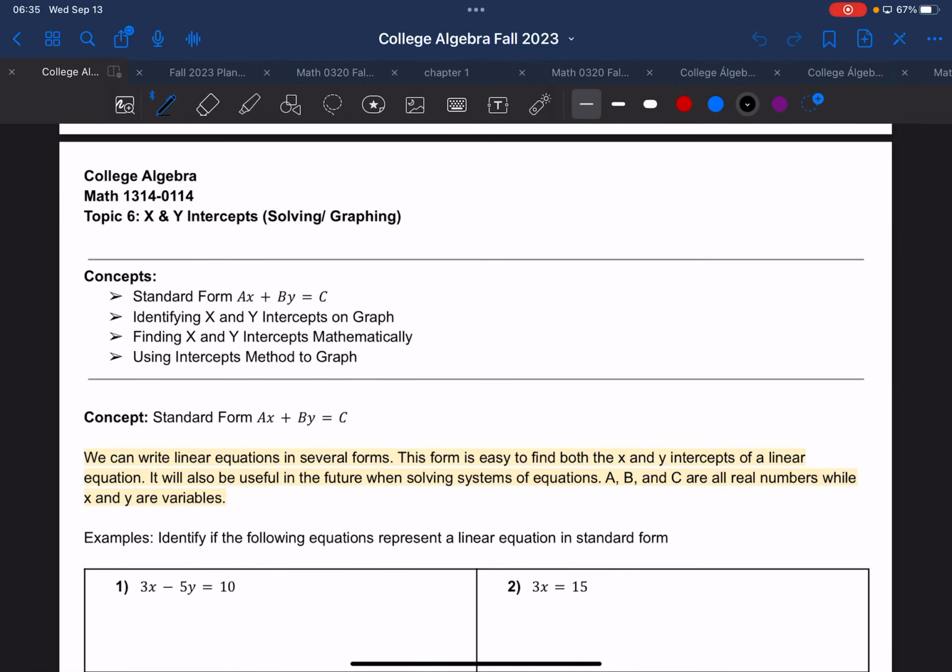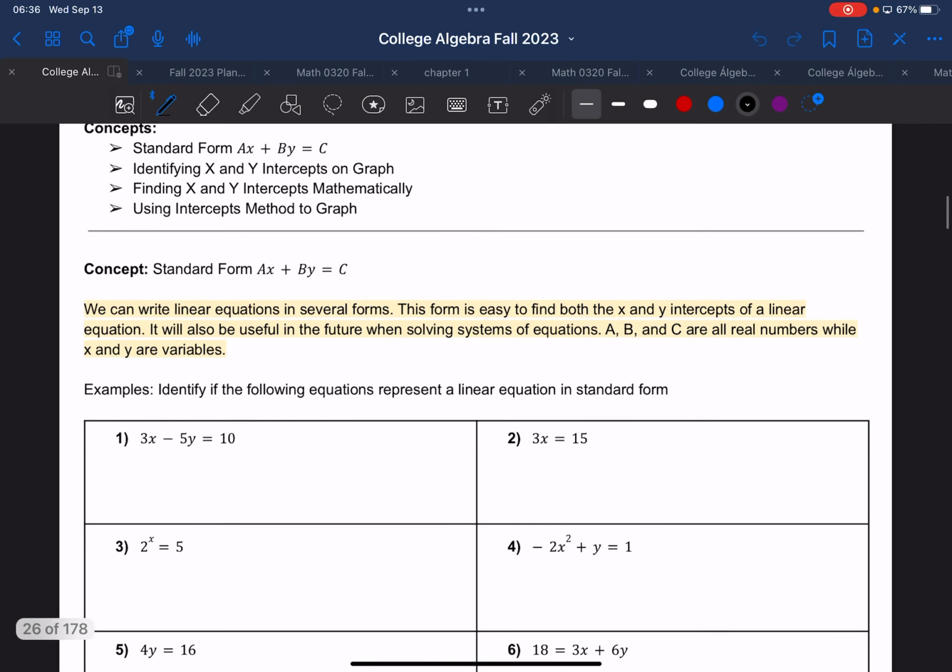So the concepts we're going to go over is the definition of standard form. So standard form is that ax plus by is equal to c. We're going to identify x and y intercepts on a graph. We're going to find them mathematically, and then we're going to use the intercept methods to graph.